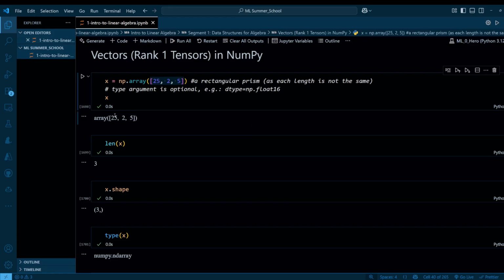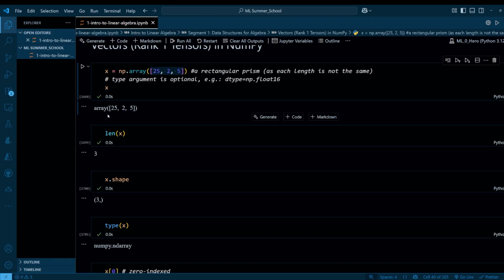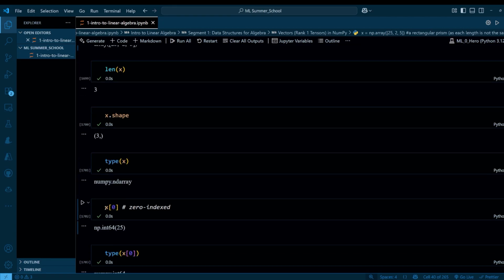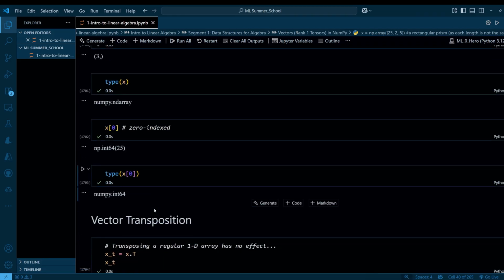So that means if you want to find the value 25, what we have to do is, x has the values 25, 2, 4, 5. So we do x parenthesis 0, that means we just want to find the first value, which has index 0. That means the first value has the 0 index, which is 25. So these are the basic things.